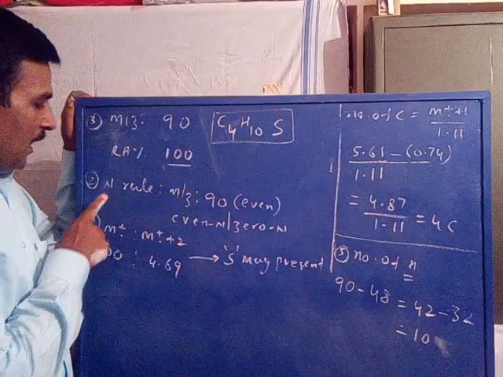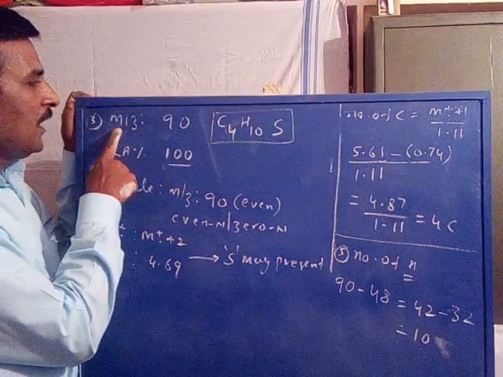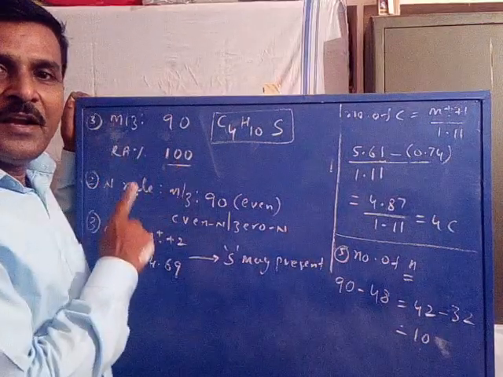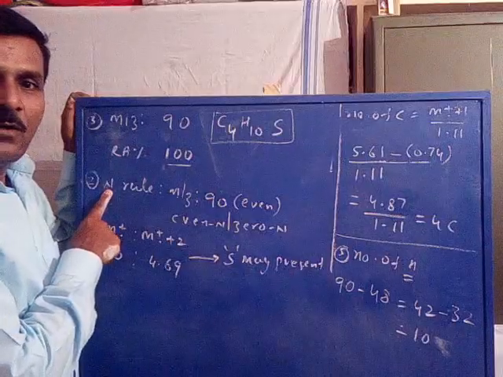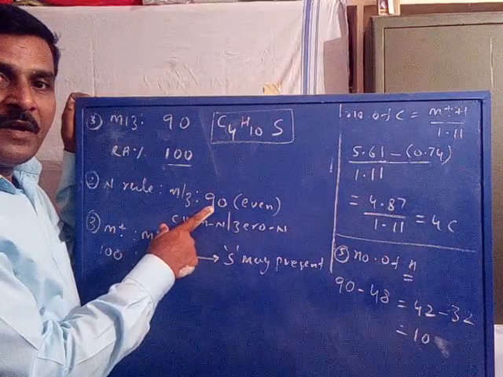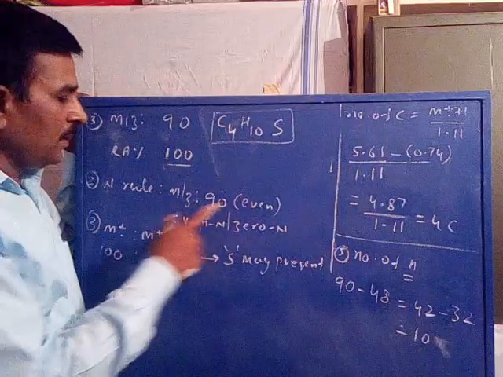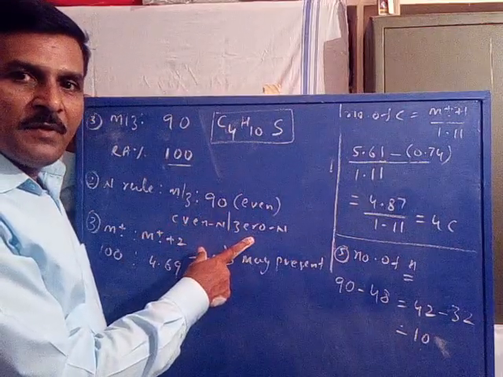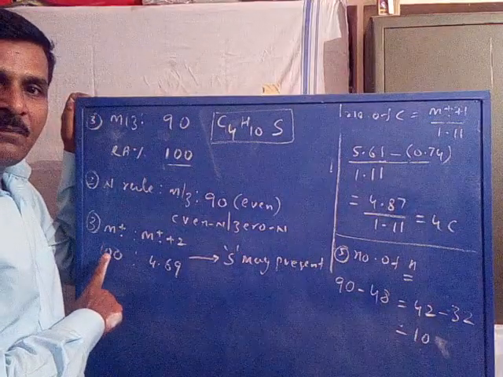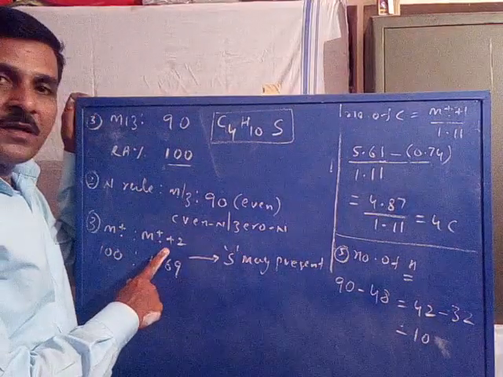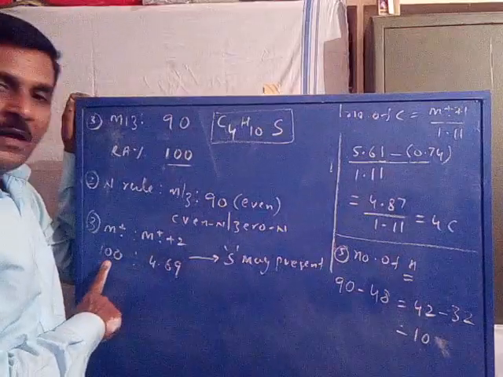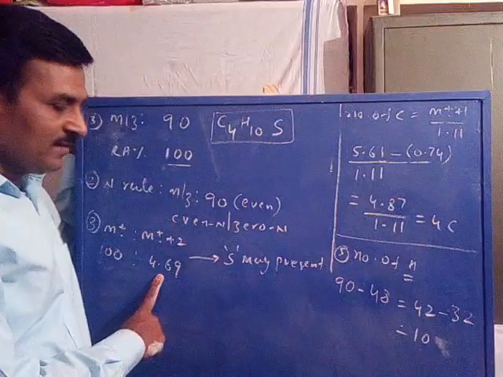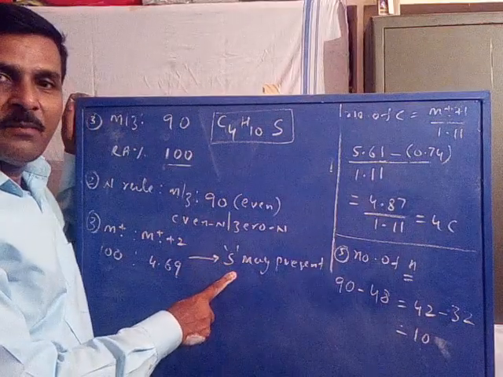Again, I can repeat. The relative abundance percentage of the molecular ion is already 100%. Therefore, no first guideline is applied. The nitrogen rule is applied. There is a 90 m/z value for the molecular ion. It is an even number. Therefore, an even number of nitrogens may be present or zero nitrogens may be present. Now compare the molecular ion signal intensity with the M plus 2 signal intensity. 100% molecular ion signal intensity, and the M plus 2 signal intensity is 4.69%. That indicates sulfur may be present.